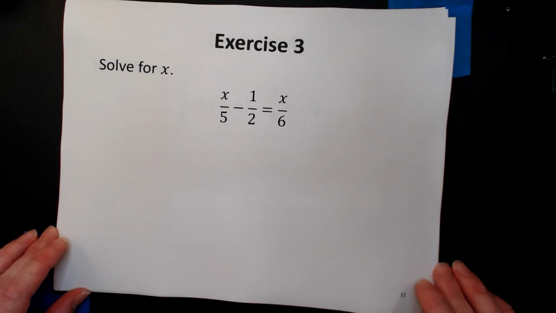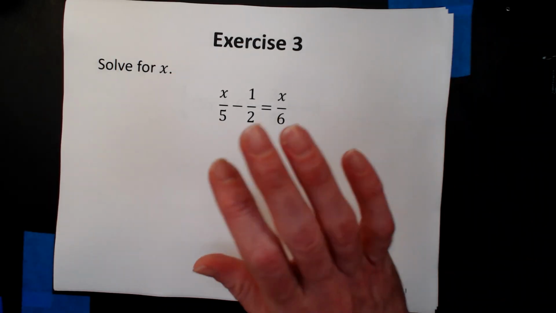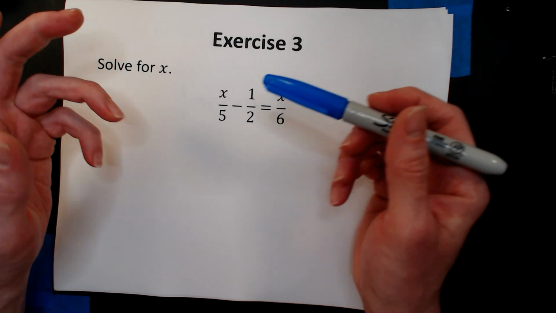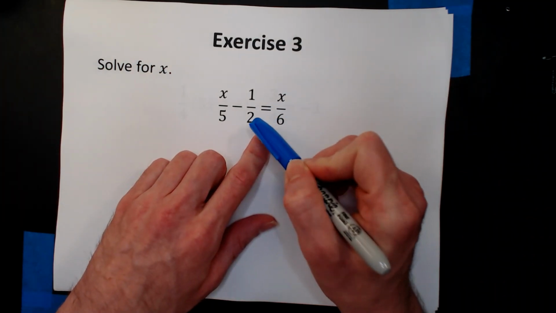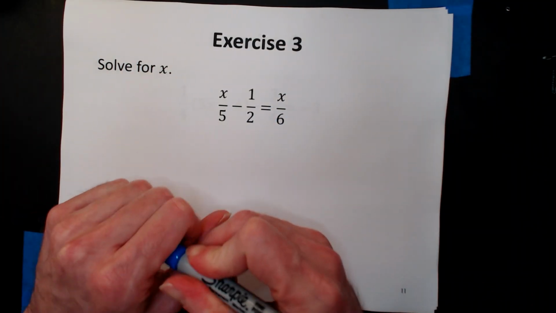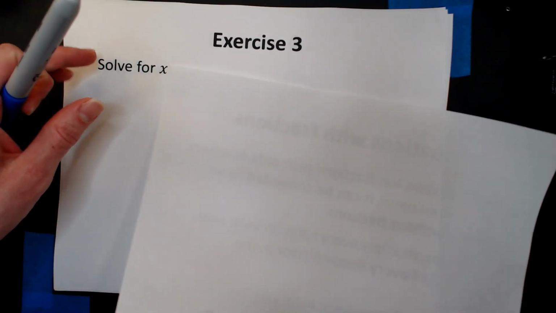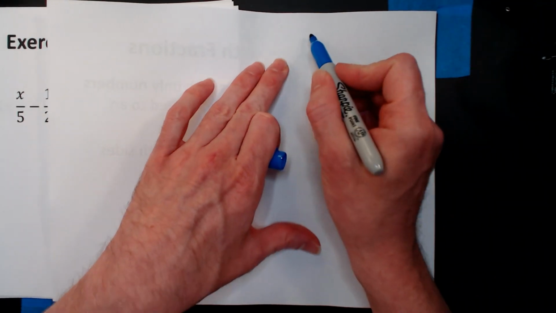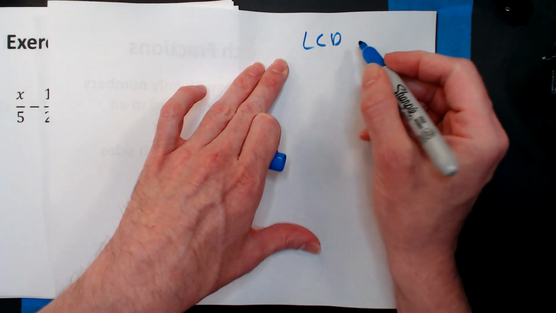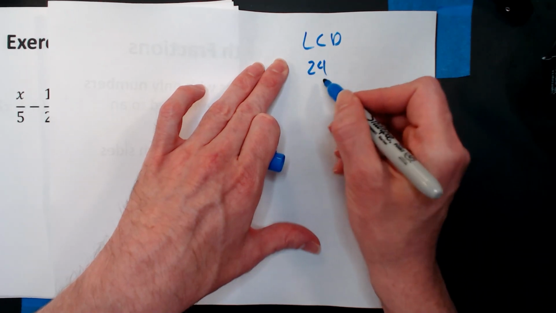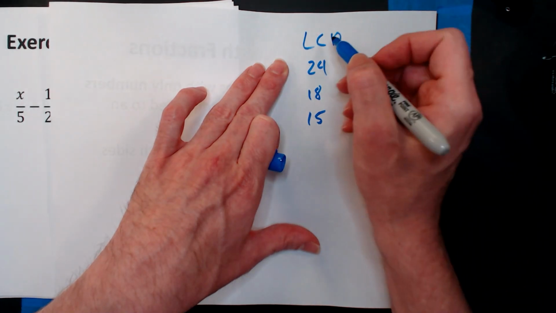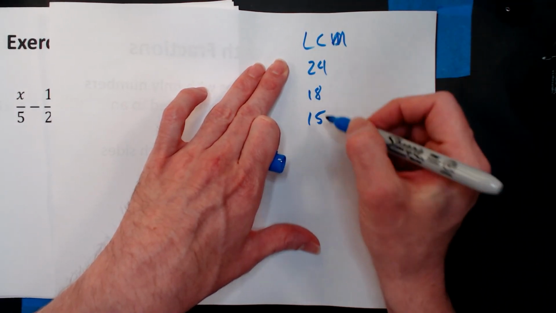Alright, so to make life easier, we could add these fractions together and find least common multiples or denominators and add the fractions together. But since we have this equal sign, it's easier just to clear out all the fractions. So just to go over least common denominators real quick, the easiest way to find a least common denominator of anything is, let's say we had the numbers, so this is a separate example, like 24, 18, and 15.